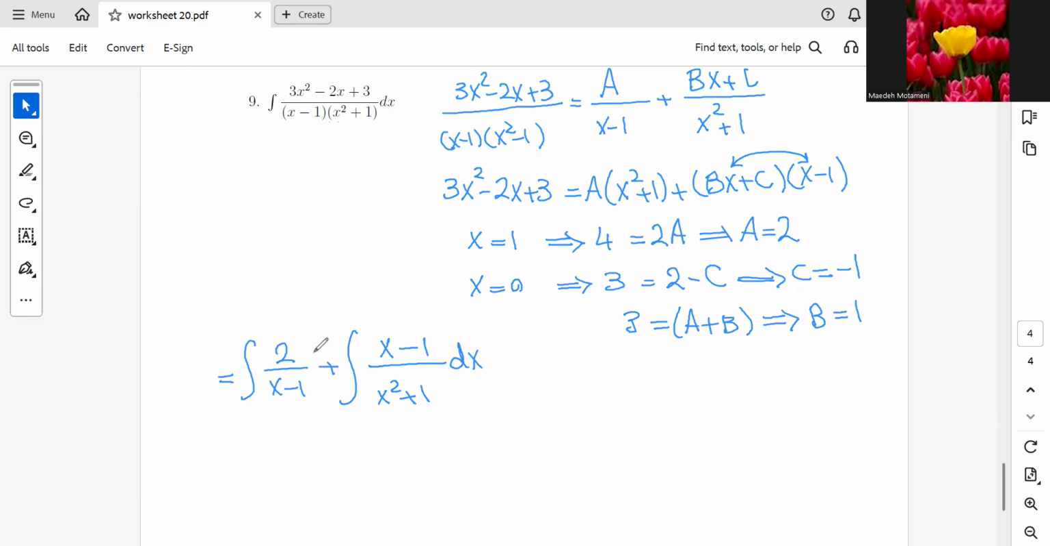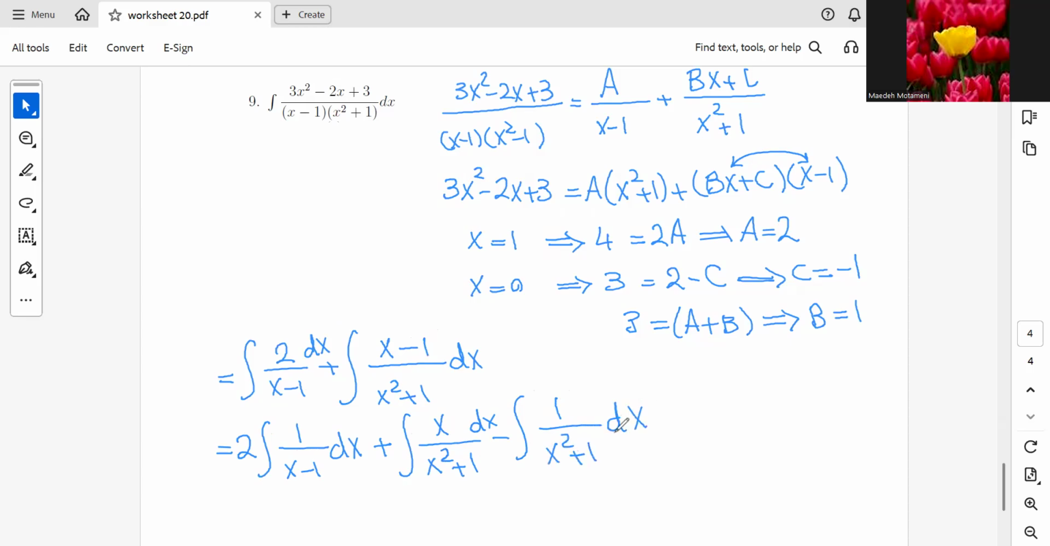We know that we cannot reduce the denominator here. So we can bring out 2 here, so it will be the integral of 1 over x minus 1 dx. And for the second one, we can write it as the integral of x over x squared plus 1, minus the integral of 1 over x squared plus 1 dx. So the first one is 2 ln of absolute value of x minus 1.